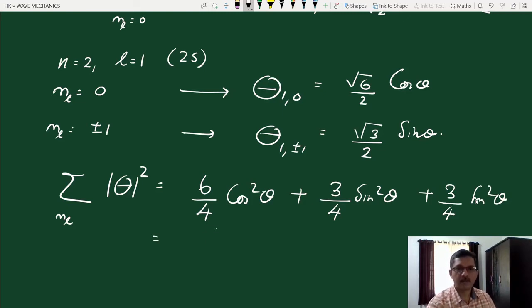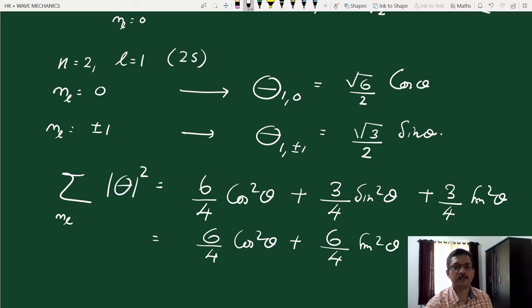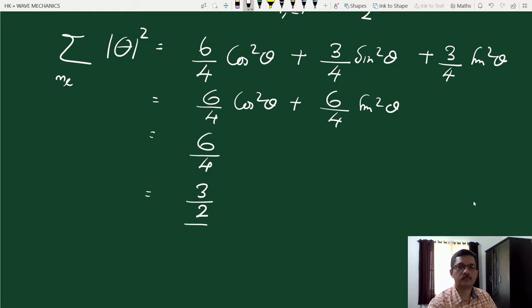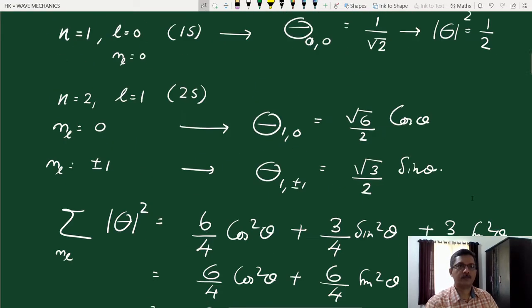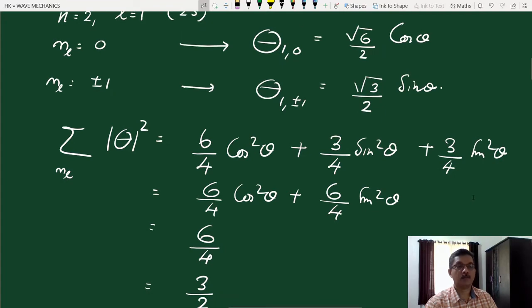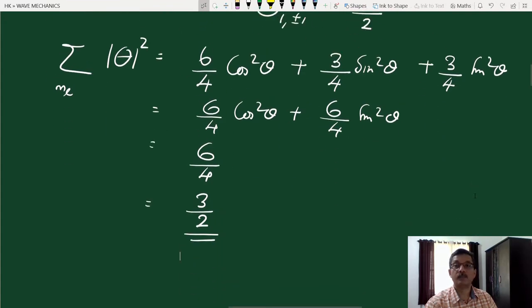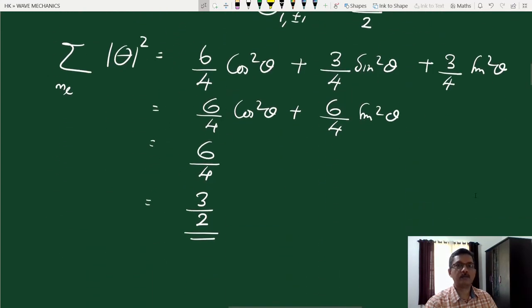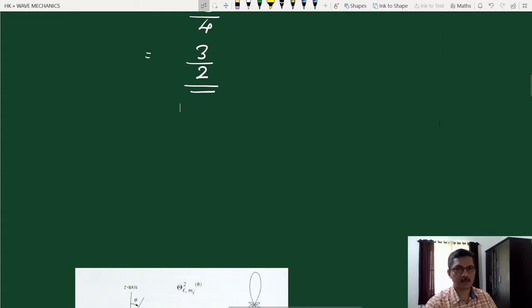So we have 6 by 4 cos square theta, and 3 by 4 sine square theta plus 3 by 4 sine square theta is 6 by 4 sine square theta. So the answer we get is 6 by 4 or 3 by 2. It's a constant. Sum over ML of theta square is equal to 3 by 2 for the 2s state. Now we can do this calculation for other states also.